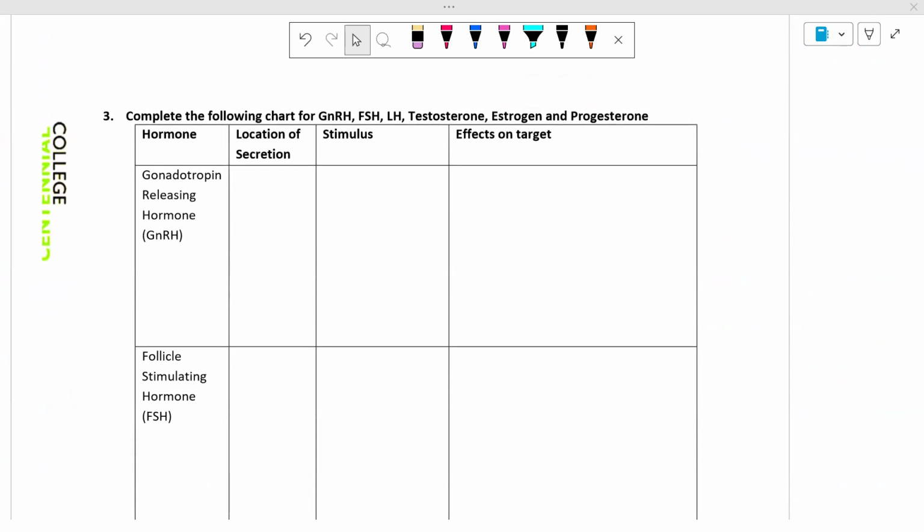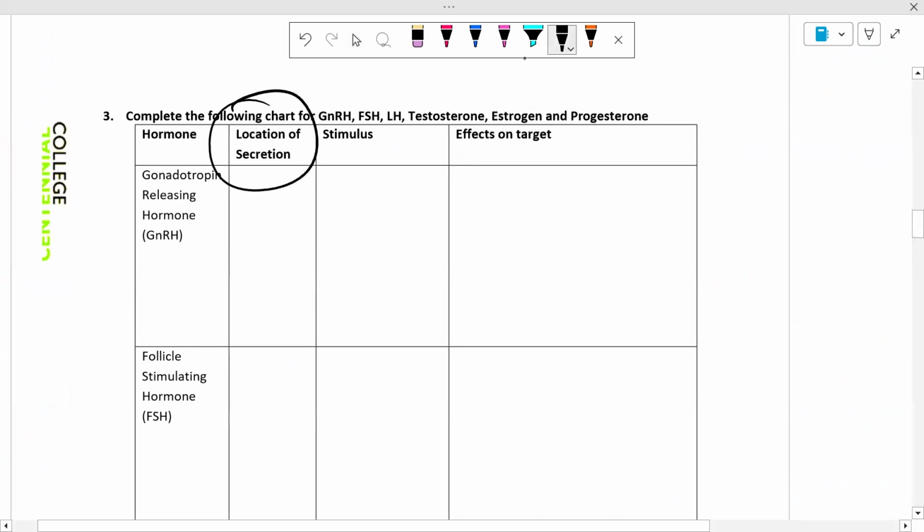GnRH, is it in male or is it in female? Both. Good. Trick question. I just want to see if you guys are listening. So where is it from though? Where is the GnRH from? Location of secretion. Where? Pituitary gland? Higher up. Hypothalamus. That's the one.